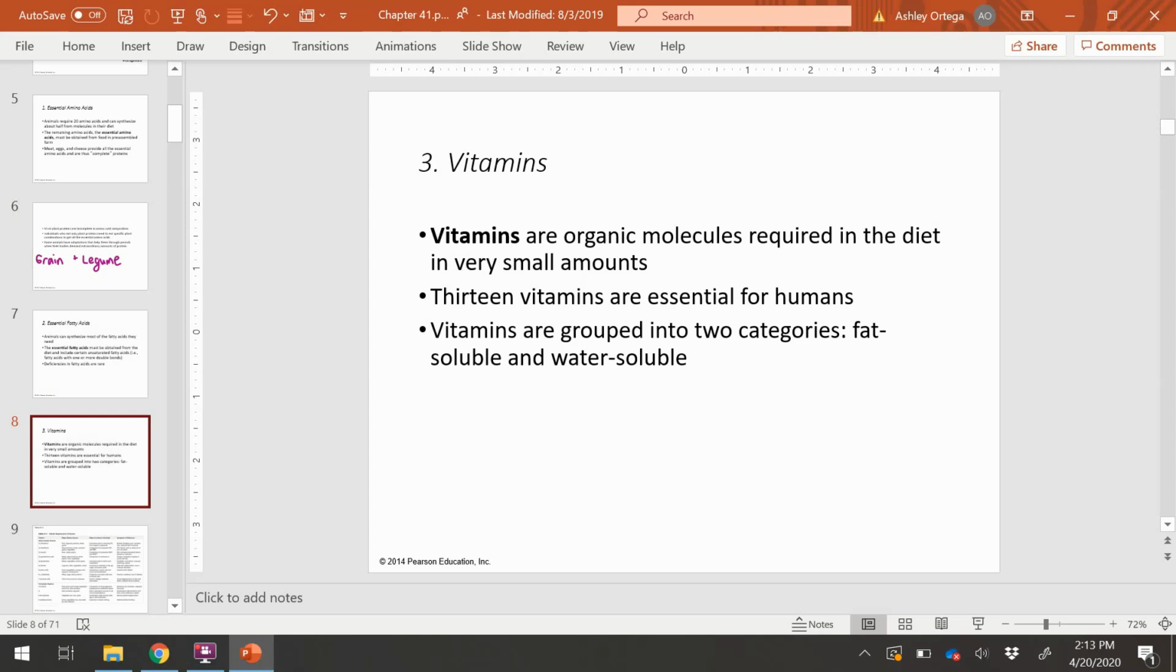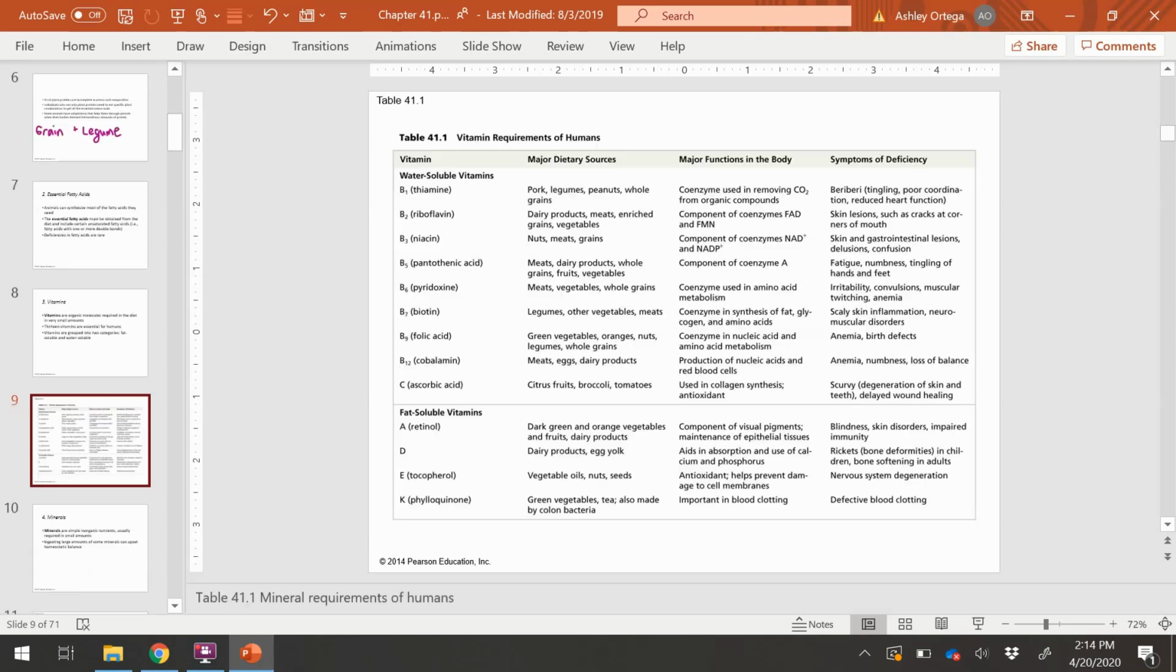So on to the third essential nutrient are the vitamins. The vitamins are organic molecules. They have carbon in their structure, and they're required in the diet in very small amounts.